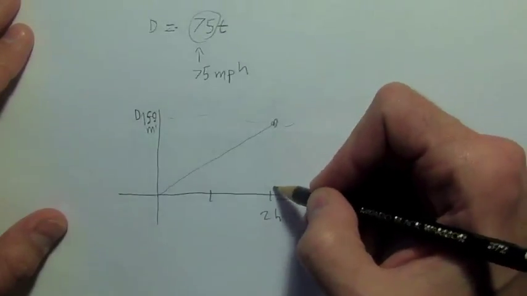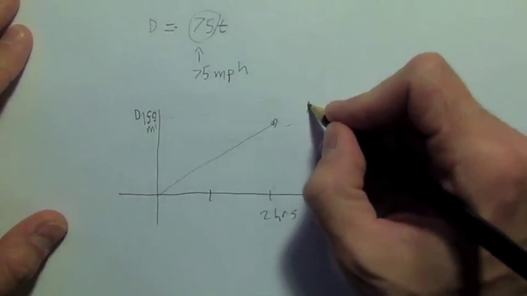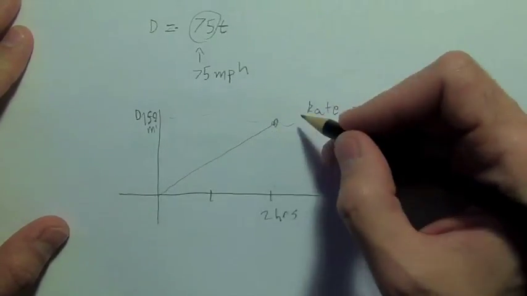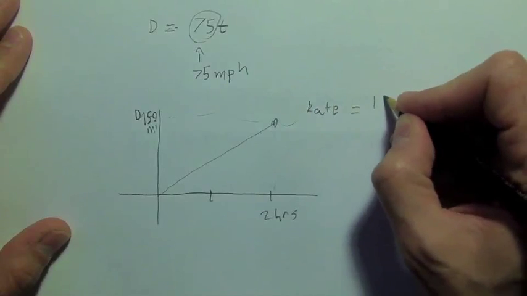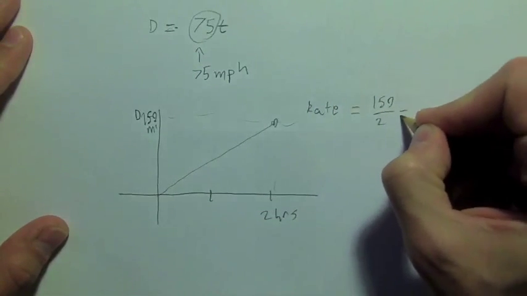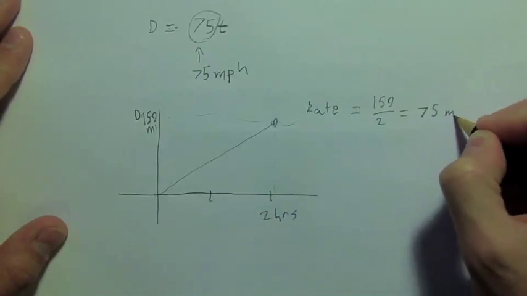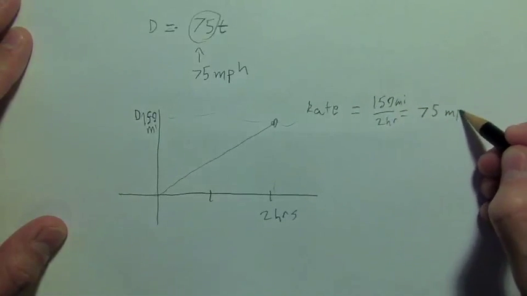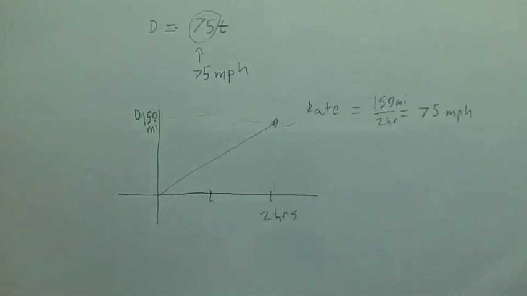So 150 miles traveled over 2 hours gives us a rate. We just find the slope of that line, which is going to be 150 over 2, which is 75. And it's going to be miles per hour because we have miles up here, hours down here. So that's sort of like saying, say I got on the interstate and traveled 150 miles in 2 hours. I would tell everyone, well, I traveled at about 75 miles per hour.